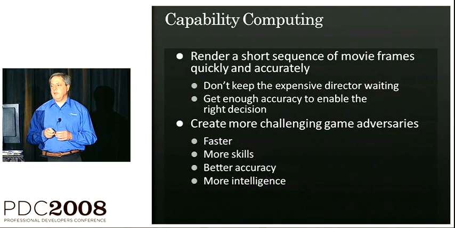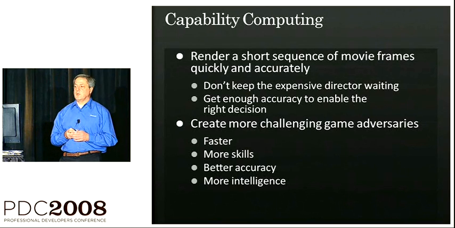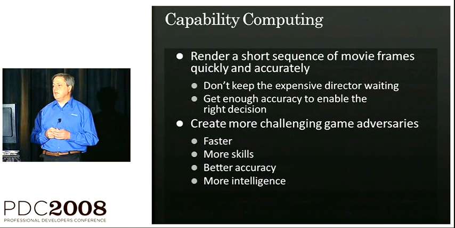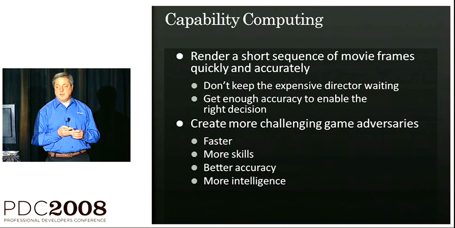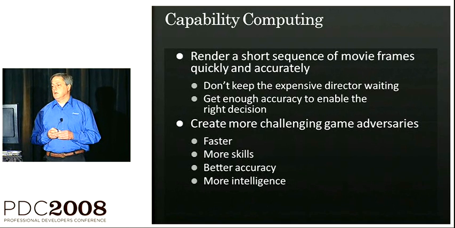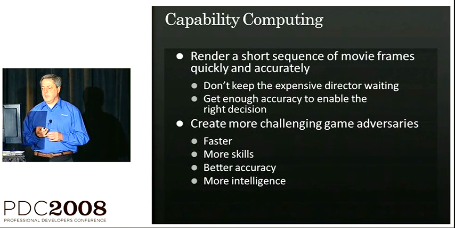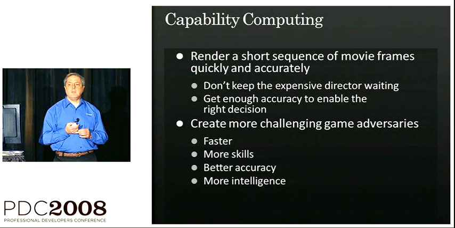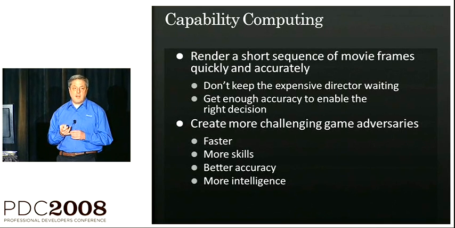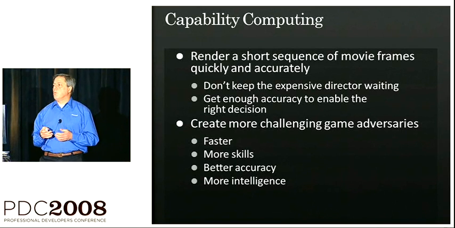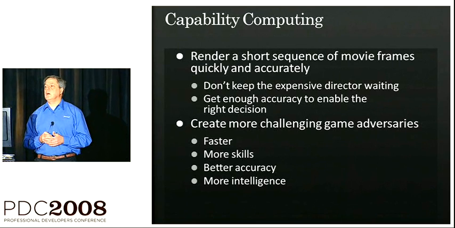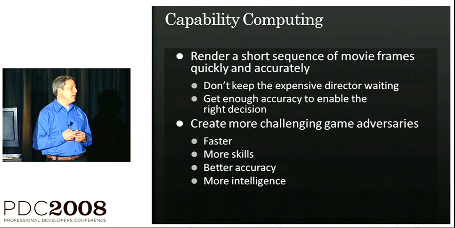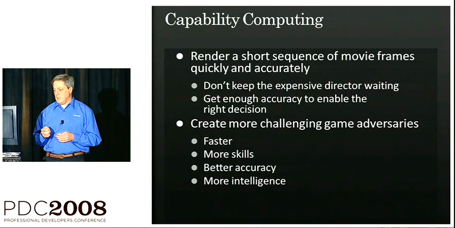So two examples would be, again, the rendering of a short sequence of movie frames quickly and accurately, so that we can get the expensive director busy and get enough accuracy in the frames for him to make the right decision. And then, of course, from the games world, making the opponents in a game faster, more skillful, with better accuracy, more intelligent. That will all take more computing power. And so I probably want to bring all the resources I have in my processor or in my game box to bear on solving that problem.